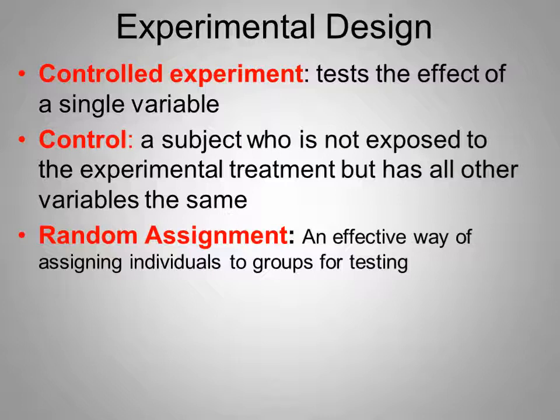When you're doing experimental design, you should also keep in mind a few other key concepts. One is it should be a controlled experiment, such that you are testing the effects of only a single variable. You also, if possible, should include controls. This might be a subject who is not exposed to the experimental treatment but has all the other variables the same. If you're doing an experiment involving lots of people, it'll be very important to include random assignment as well. This is an effective way of assigning individuals to groups for testing in an unbiased way.